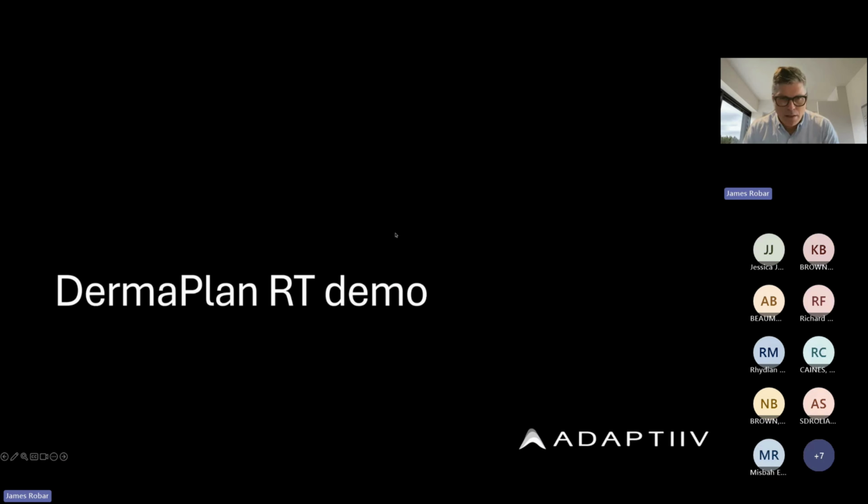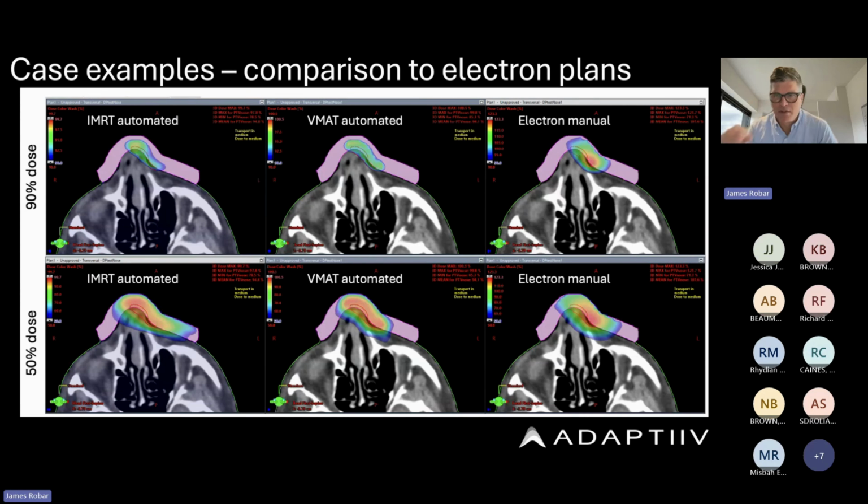So you can see the automation of this, and you've seen just one case so far. What are we seeing when we create these plans in terms of plan quality? And the most common question that we get is, since electrons have been the mainstay for megavoltage treatment over the past decades, how does the dosimetry compare? And so on the top row, in this case, I've covered by the 90% dose in all cases, and you can see the 50% down the bottom row. We have columns of IMRT automated, VMAT automated, and electron manual.